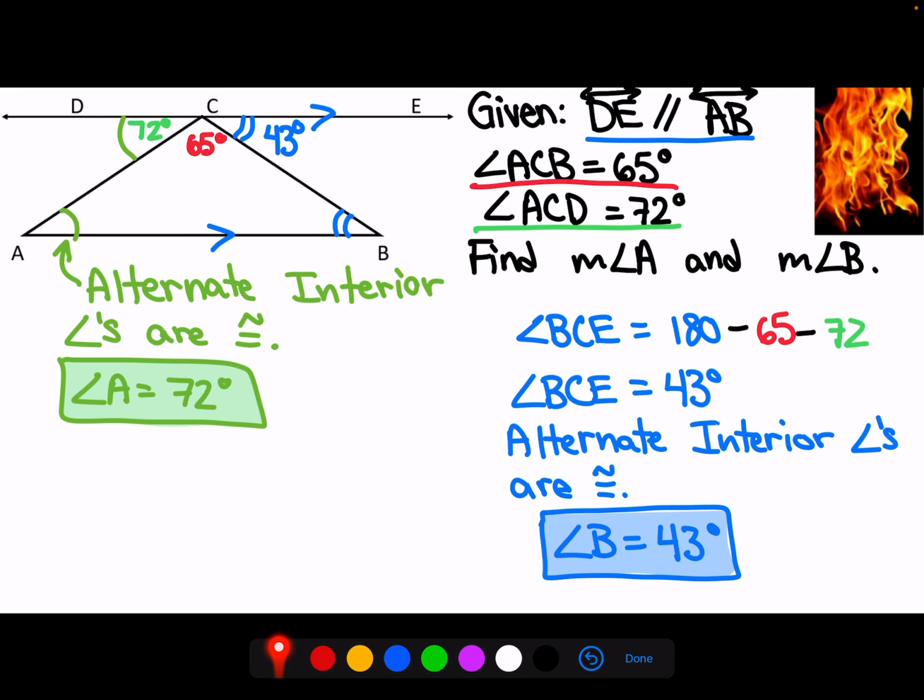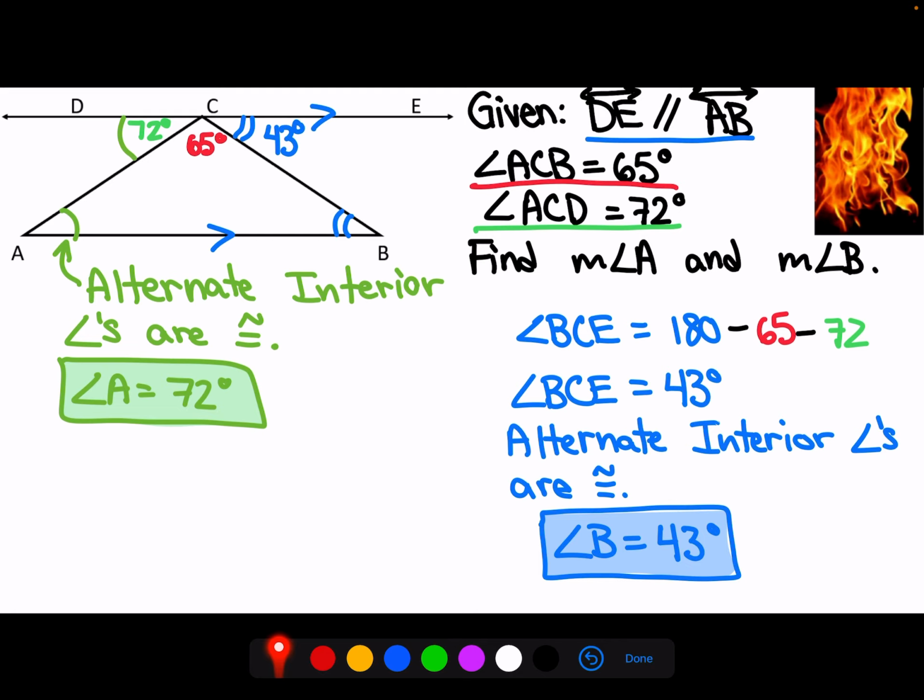Now, to find out what angle B is, well, first off, I have this straight line here. And I know in a straight line, there's 180 degrees total. So I can do 180 degrees minus 65 degrees minus 72 degrees. That will leave me with angle BCE. Well, angle BCE and angle B are also alternate interior angles, and those must be congruent. So if angle BCE is 43 degrees, then angle B is also 43 degrees. And at this point, this problem is finished.